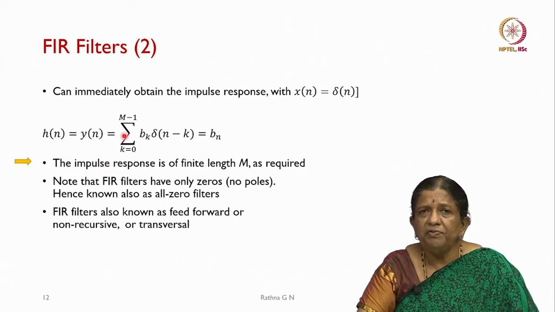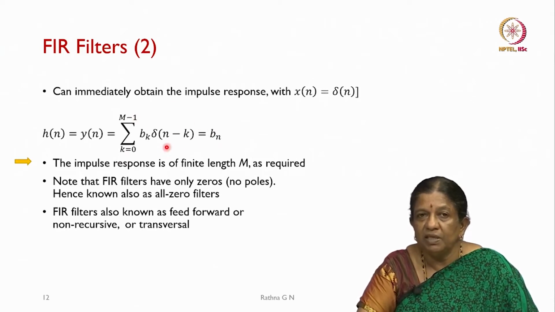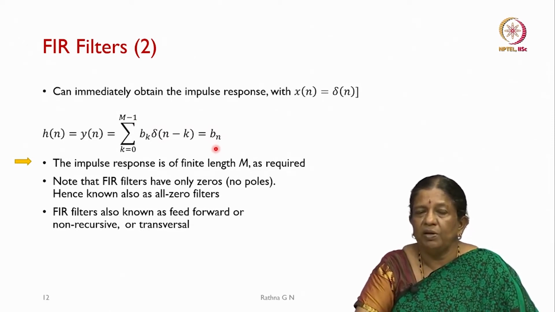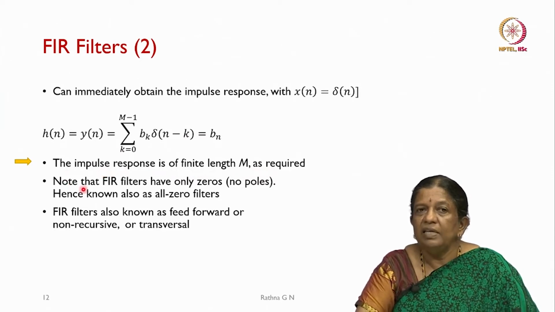Continuing with the thing, if we represent our input as an impulse, then x of n is going to be delta n, and we will be getting the impulse response of the filter. So, h of n, the impulse response, is equal to y of n, which is the sum from k equals 0 to m minus 1, where you replace x of n minus k with delta n minus k, into bk. So, the output is going to be bn, where n varies from 0 to m minus 1. So, the impulse response is of finite length m, as required.